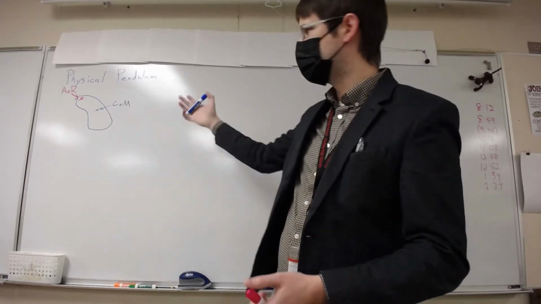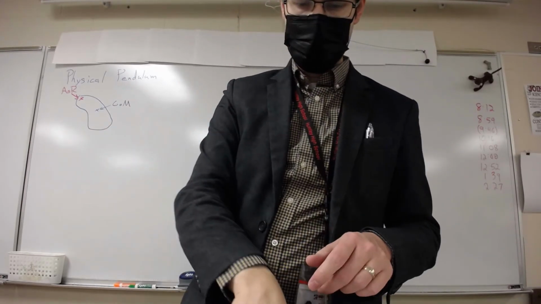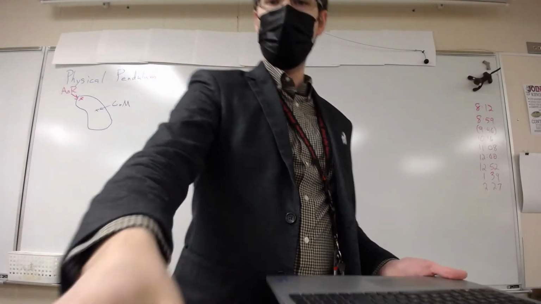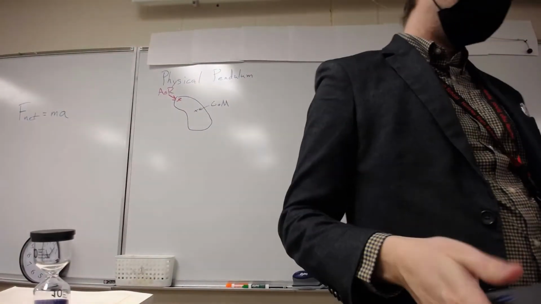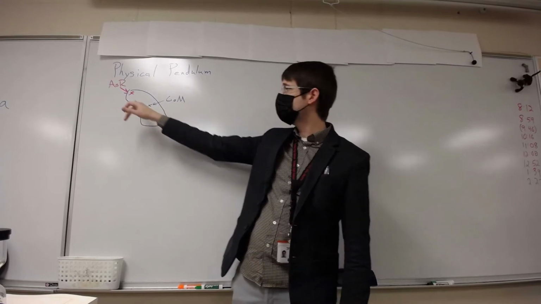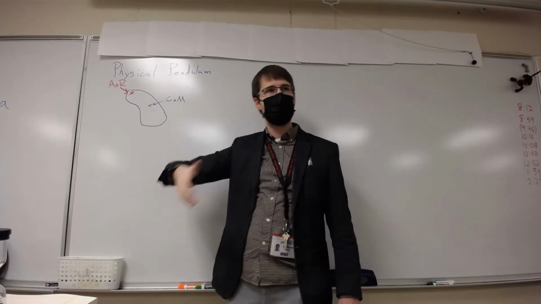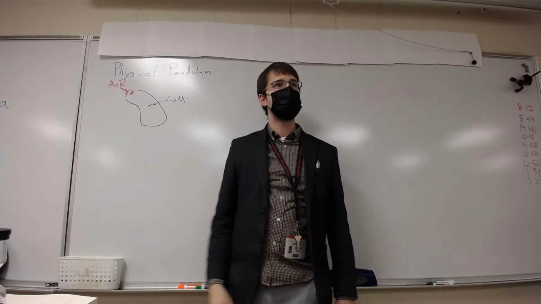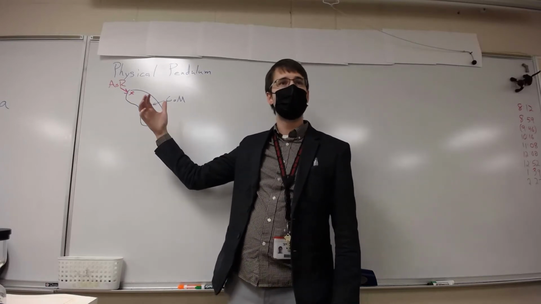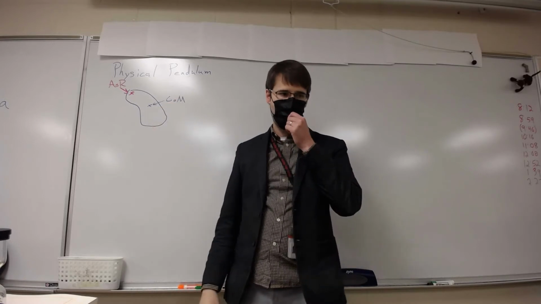So if we just let go of this object, what's going to happen? Yeah, it's going to swing to the left. Does that make sense? Because at the beginning, the center of mass is off to the side from where it's being supported, and so it's going to swing this way, back towards the center, so that the center of mass is underneath that point.